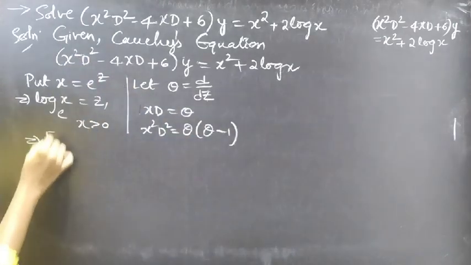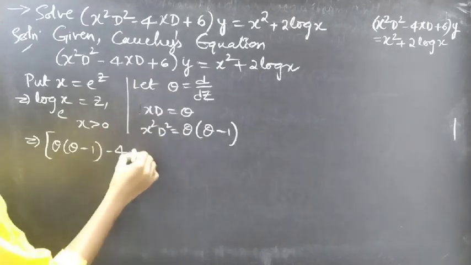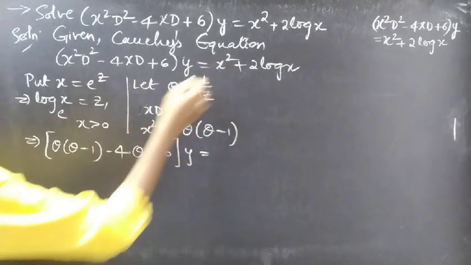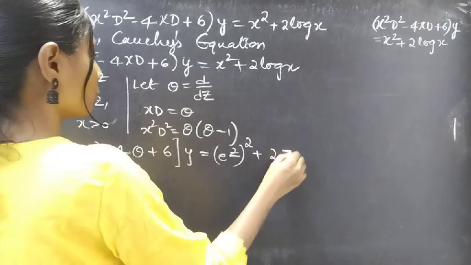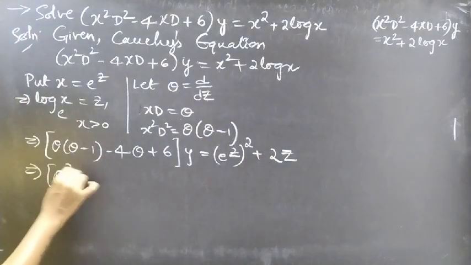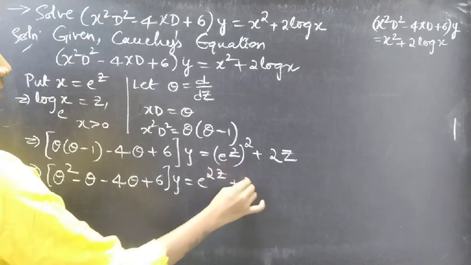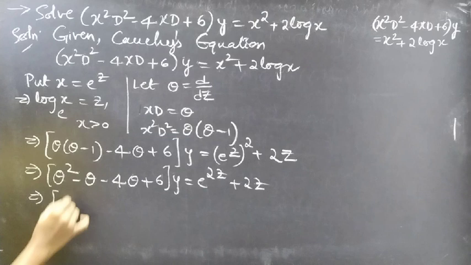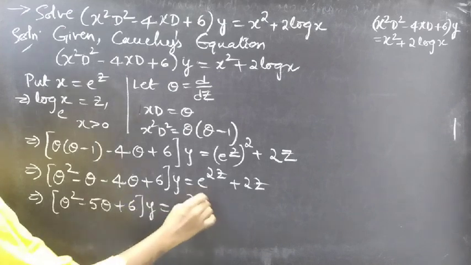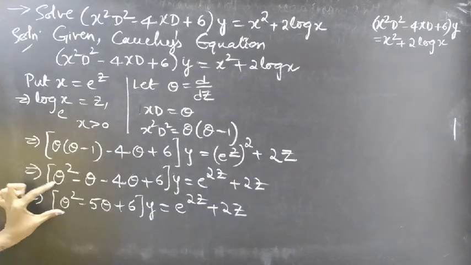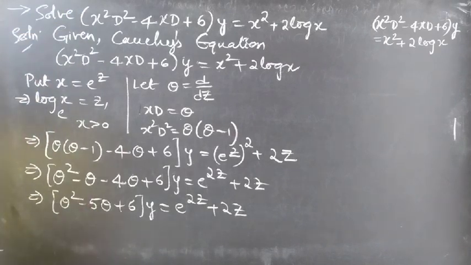Now the above equation becomes: replace x²D² by θ(θ − 1), minus 4 times, replace xD by θ, plus 6, into y equals, replace x by e^z, we get (e^z)² plus 2 times, replace log x by z, we get 2z. Then θ² − θ − 4θ + 6 into y equals e^(2z) + 2z. Then θ² − θ − 4θ is −5θ, so (θ² − 5θ + 6) y = e^(2z) + 2z. So we got a differential equation with constant coefficients. We have reduced the given differential equation to a differential equation with constant coefficients.